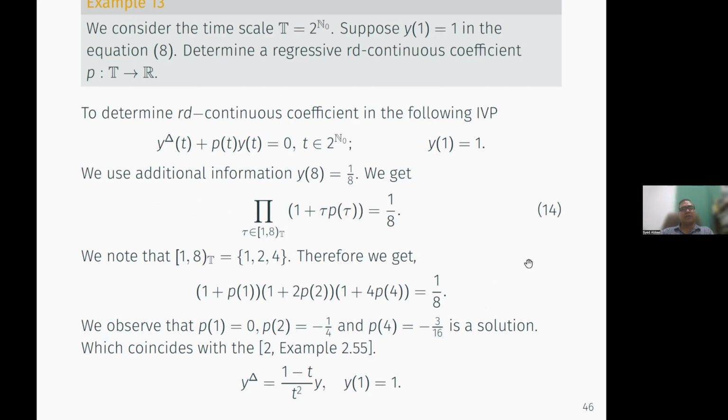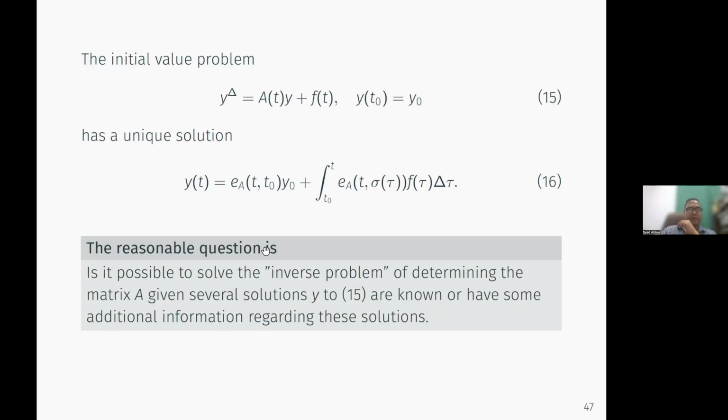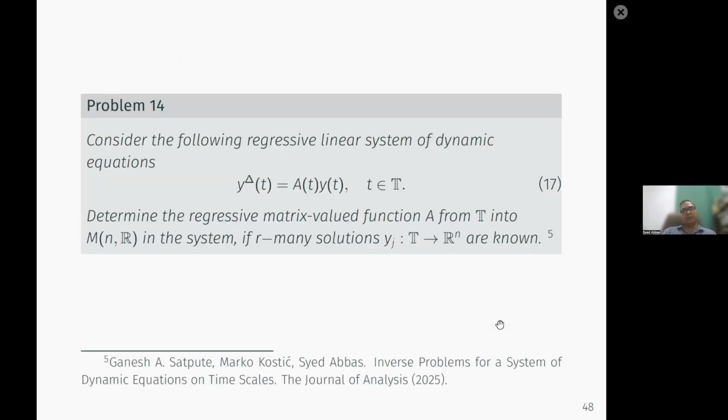Now, if we consider as time scale 2 to the power n naught, and if we assume y1 equals 1, this is our time scale. For this problem also, we can pose an inverse problem: is it possible to solve the inverse problem of determining the matrix A, given several solutions y to this problem 15, without any additional information about this solution? So we want to discuss this as well.